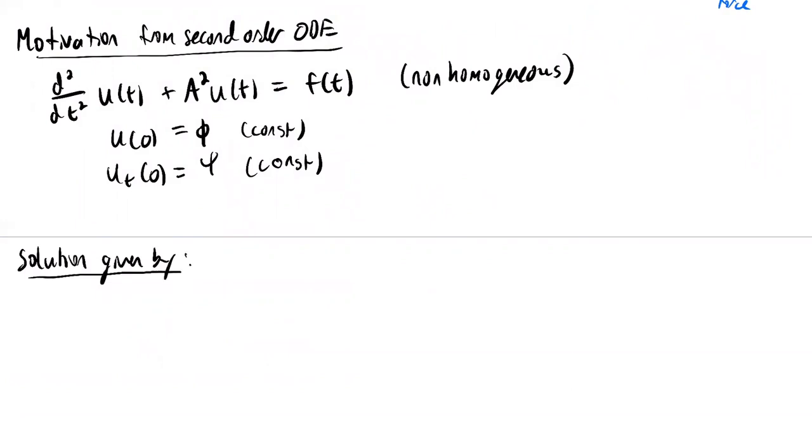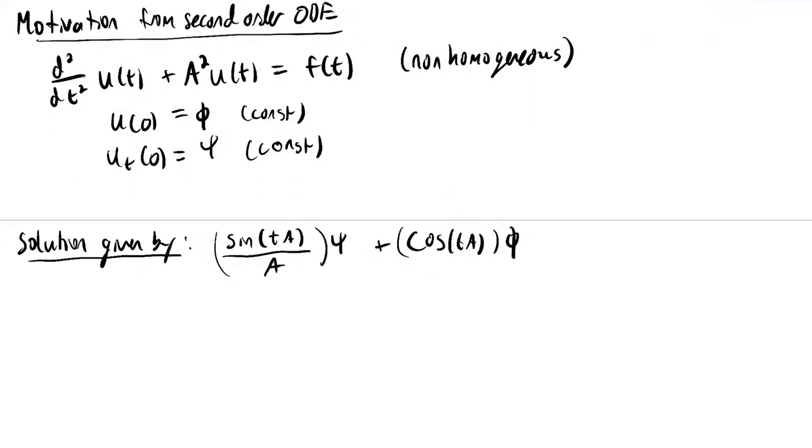Well, it's given by some combination of sines and cosines, and then you have a term according to f. And so it works out to the following. So you have the sine of t times a divided by a multiplied by c, which is the initial velocity. And then you have cosine of t times a applied to phi.